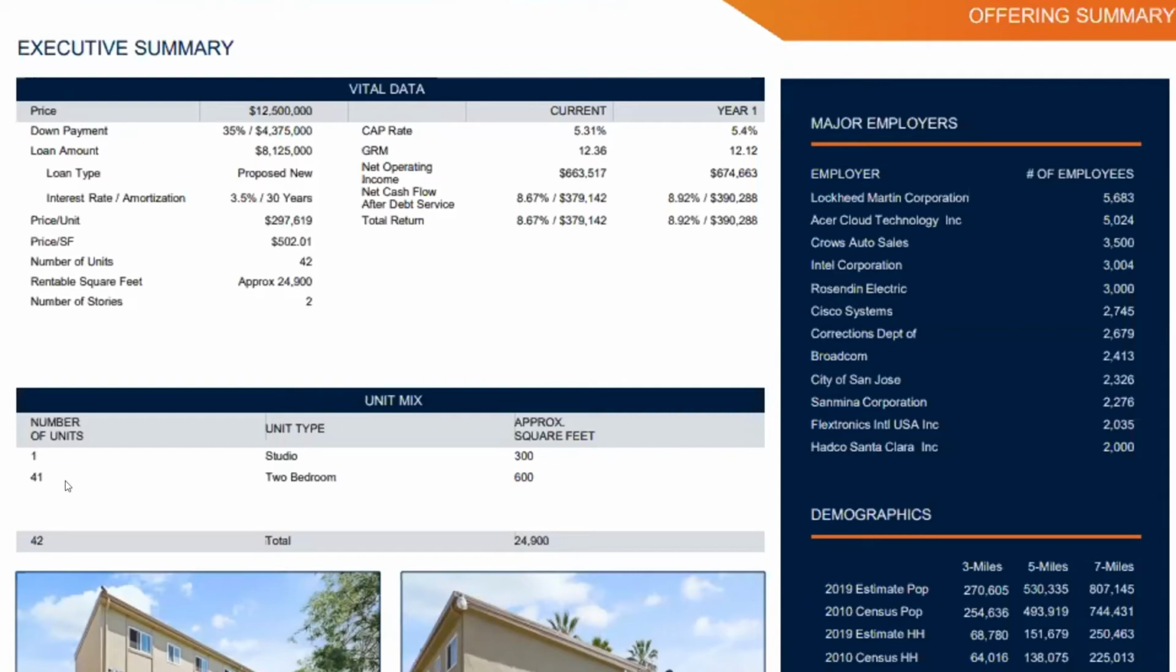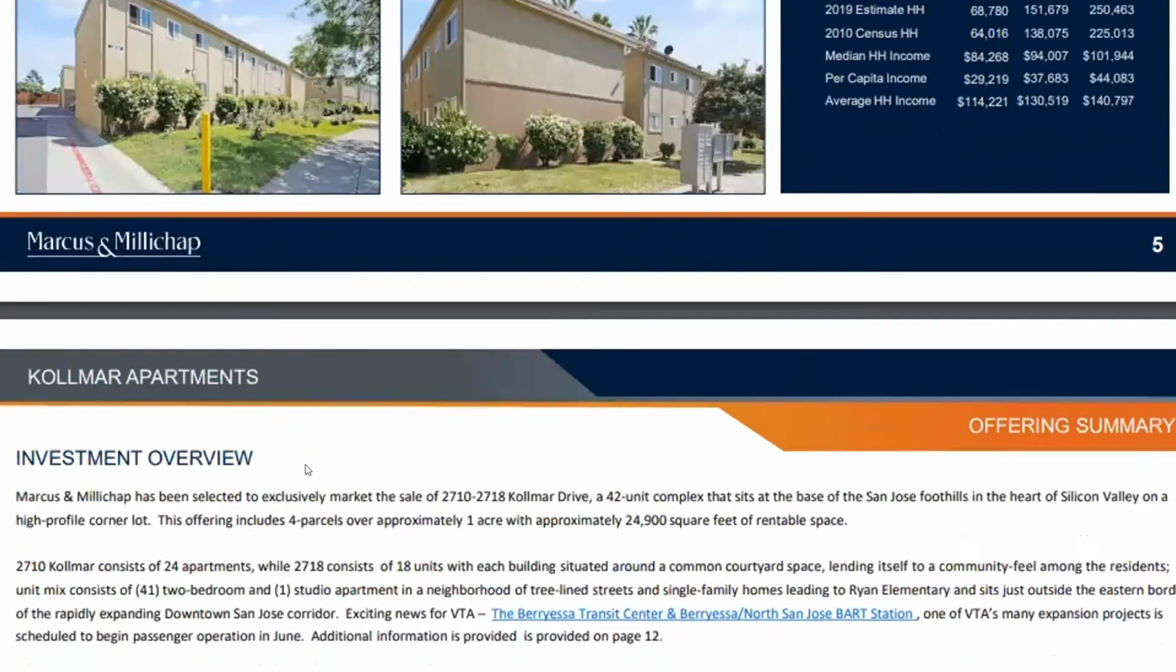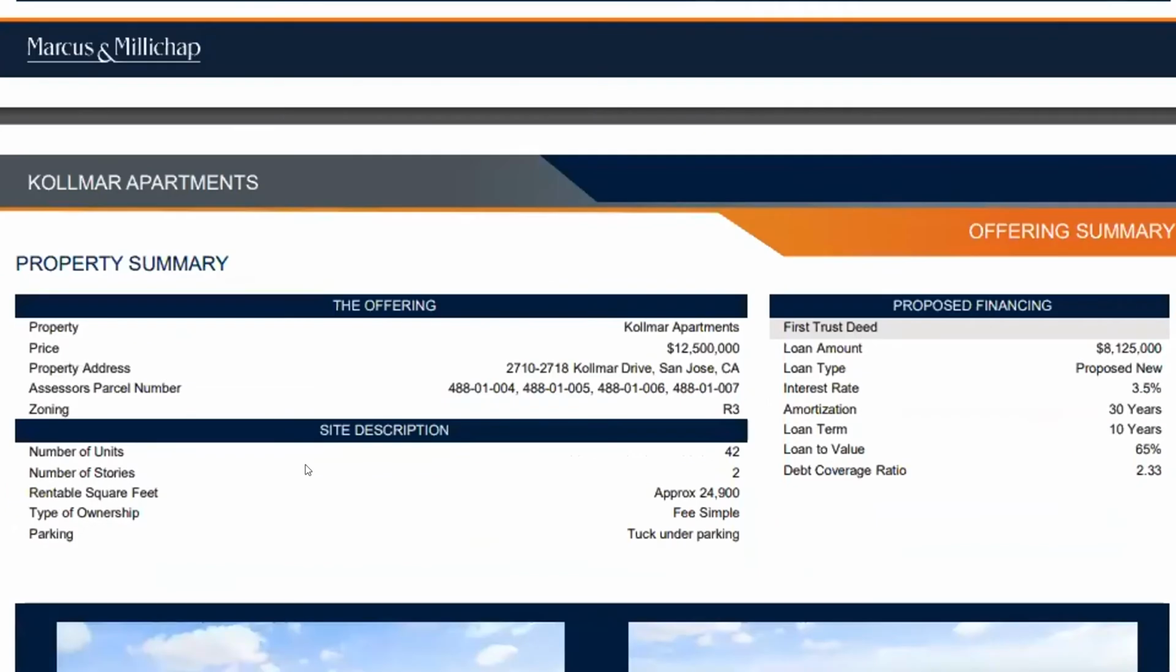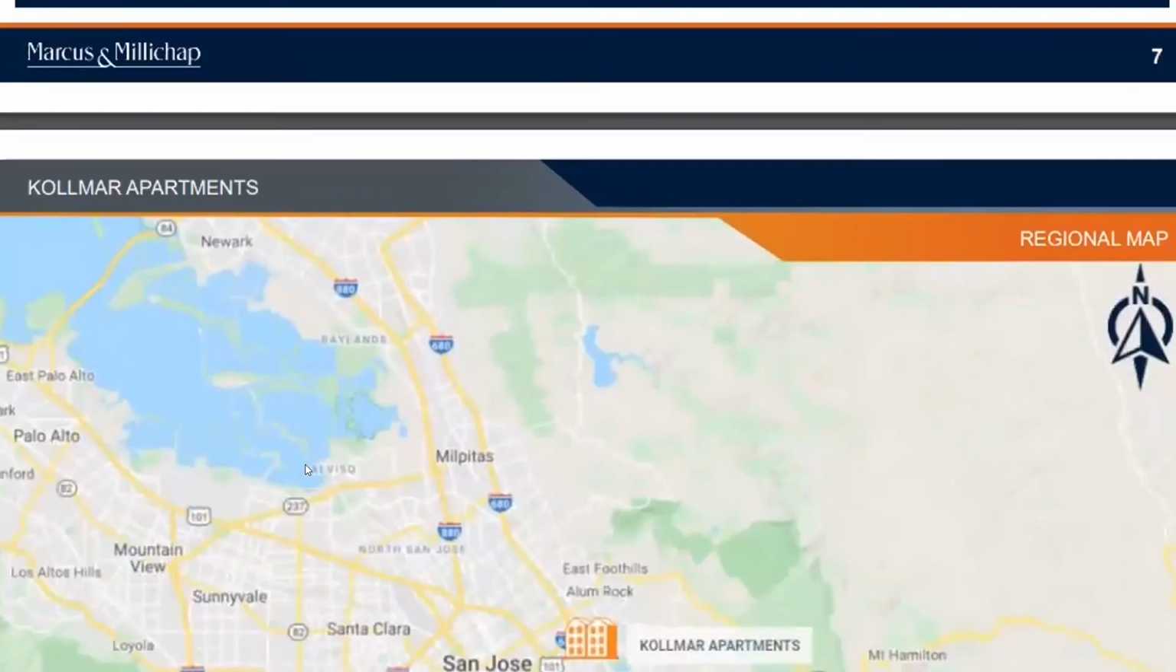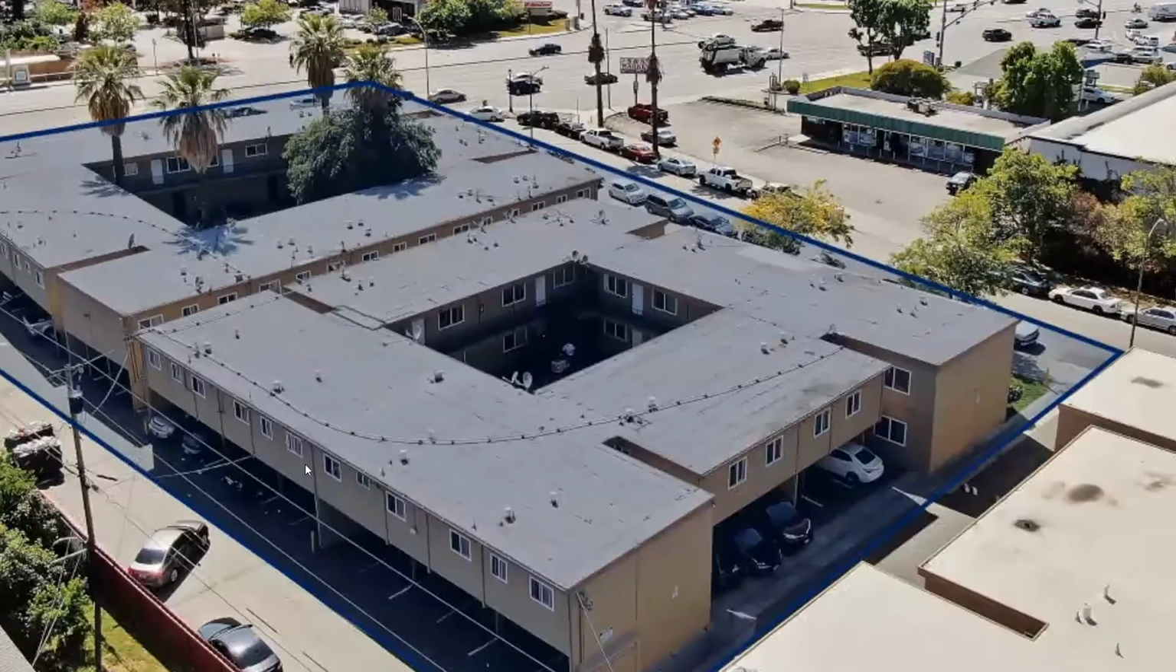And of the 42 units, it's a very unique mix. 41 units are 2 bedrooms, and 1 unit is a studio. I've never seen that mix before. Every book, you learn something new. So just kind of showing you that, the demographics, all that stuff, you can look at it. I always like to go right to the meat and potatoes. Although, nice roof on this place.